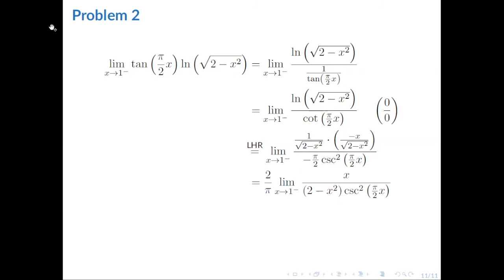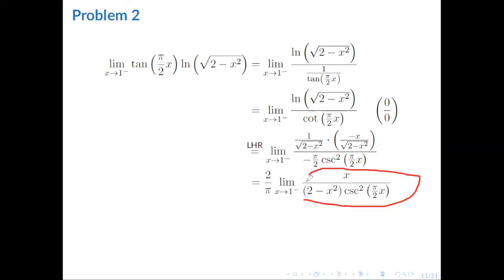Paano nagkakaroon ng 2 over pi dyan sa labas? Galing siya dito. Yung negative pi over 2 natin sa denominator, since nasa denominator siya, magre-reverse siya ng effect. So magiging 2 over pi na siya. Kaya nawala yung negative kasi may negative tayo sa denominator and may negative din tayo sa numerator, so magka-cancel out lang siya. Tapos, ito na yung magiging result.